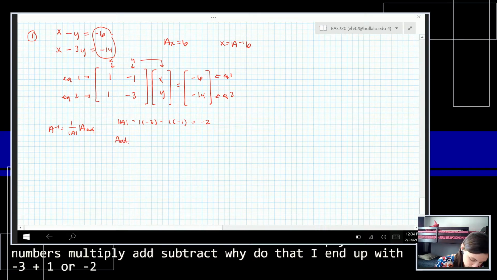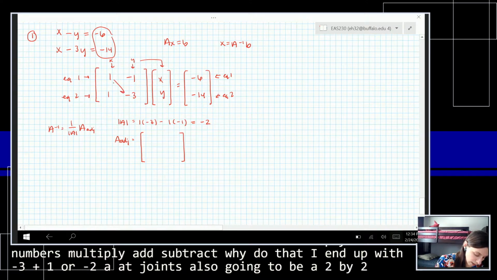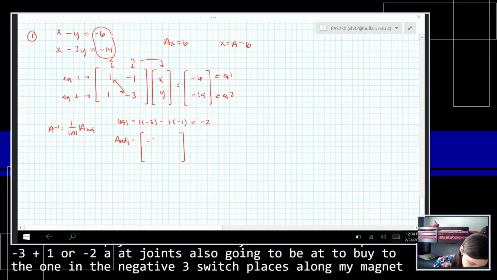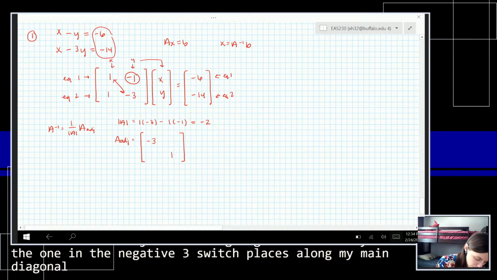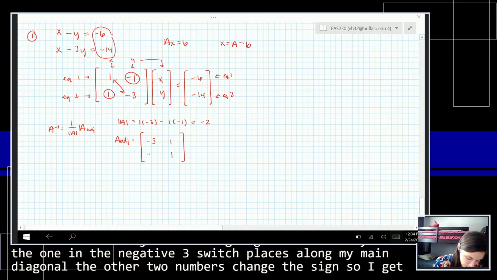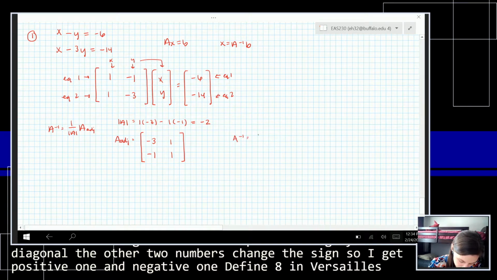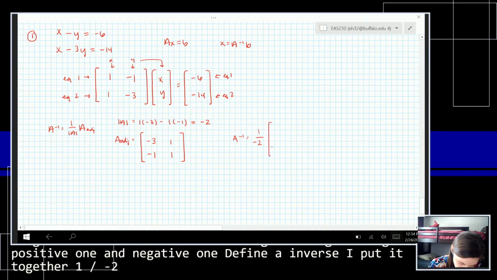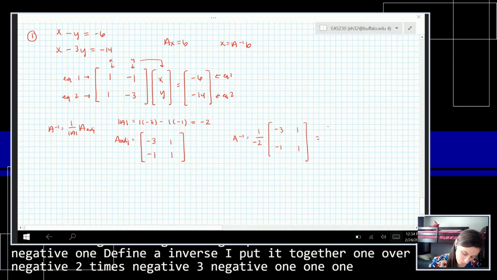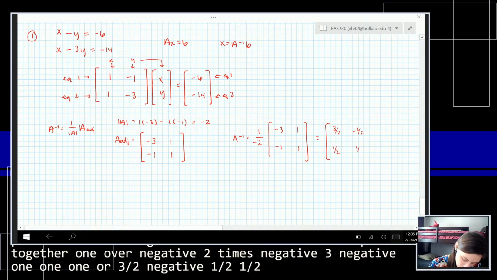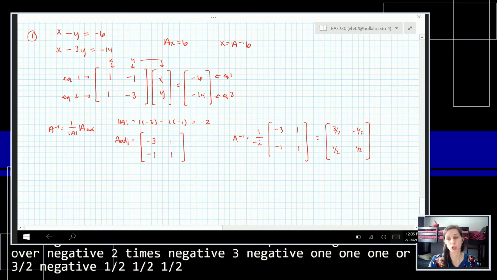A adjoint is also going to be a 2x2. The 1 and the negative 3 switch places along my diagonal. The other two numbers change the sign, so I get positive 1 and negative 1. To find A inverse, I put it together. 1 over negative 2 times negative 3, negative 1, 1, 1. Or 3 halves, negative 1 half, 1 half, 1 half. I can go to MATLAB, check my answers.